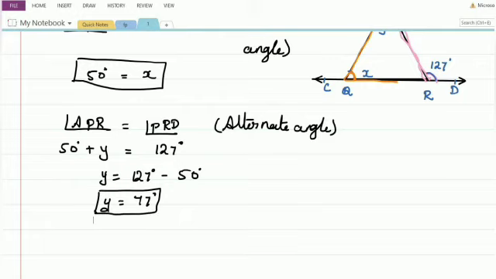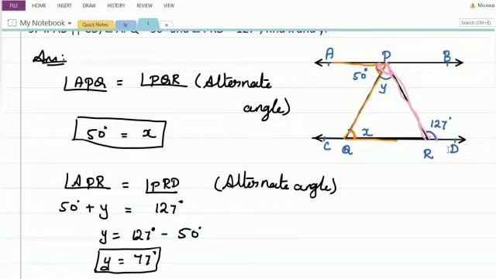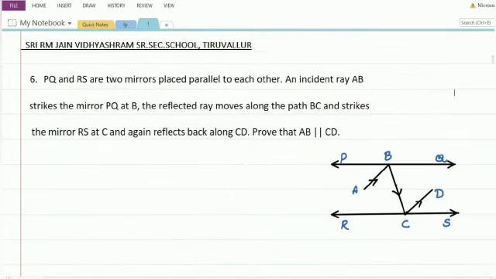Okay, we have just taken these two lines separately as transversal and used only alternate angles to find the value for X and Y. Let us look at the next question.